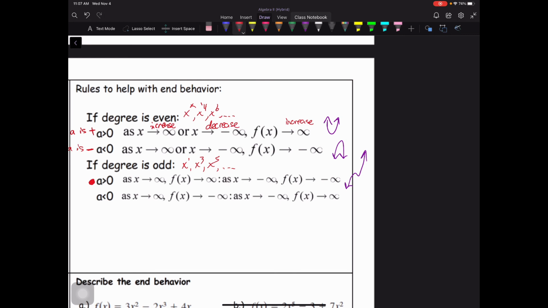So as the x values increase, my function increases. As the x values decrease, my function decreases. And then, of course, if A is negative, that's what this is saying right here. All I need to do is flip-flop it, so we'll draw something like that. As my x values increase, now my function's going downhill. And as my x values decrease, my function is increasing.